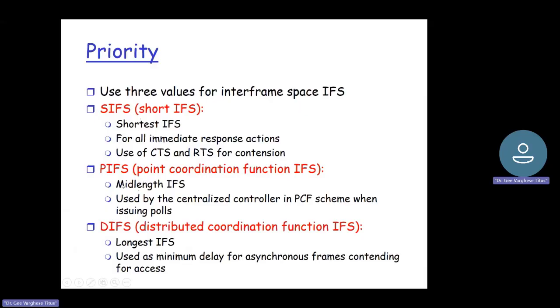Now you have an intermediate duration that is called the PIFS. Then you have the longest one, that is the DIFS, or distributed inter-frame space. This ensures that there is a minimum delay for all the asynchronous frames that come over. So we have the three timing durations.